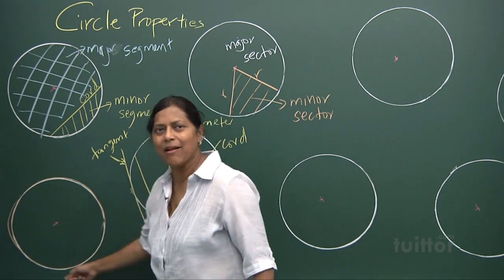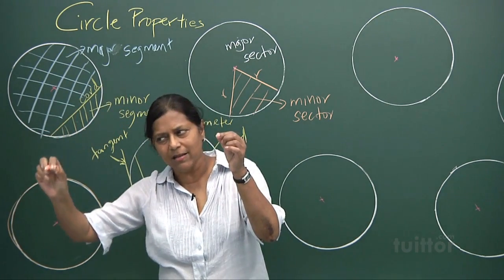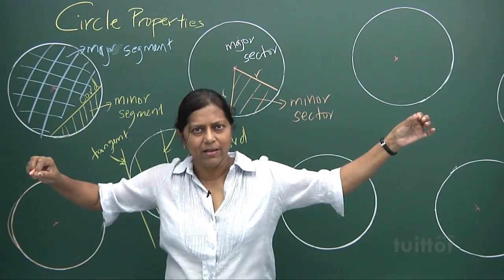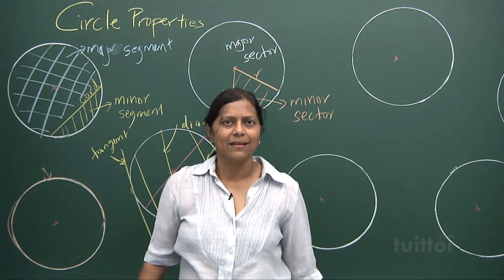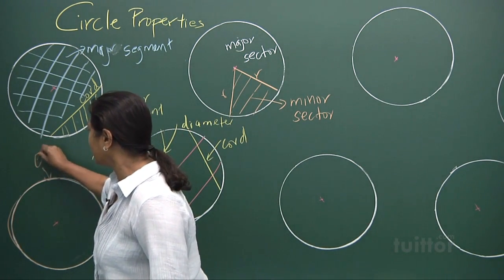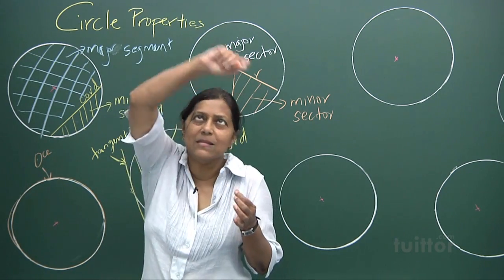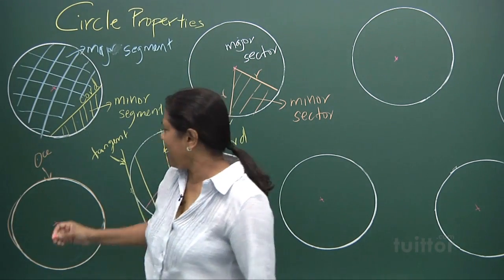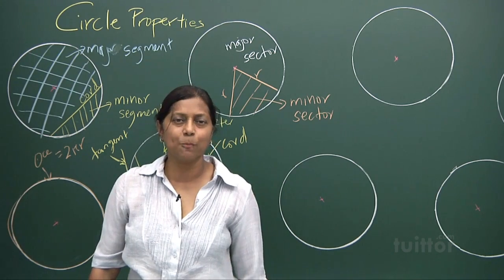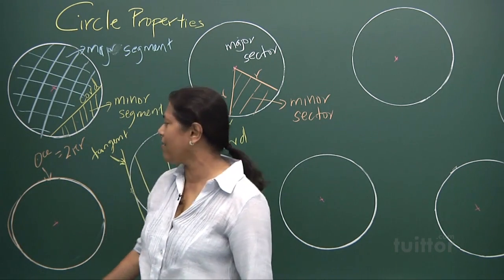Now that length around the circle, if I put a string around it and bend it to follow it, and then straighten the string, I can measure the length. All right? This length, we call it circumference. Circumference, we write it in short. Circumference means the length of the circle, and the circumference is equal to 2 pi r. And the area of this whole circle is pi r squared.